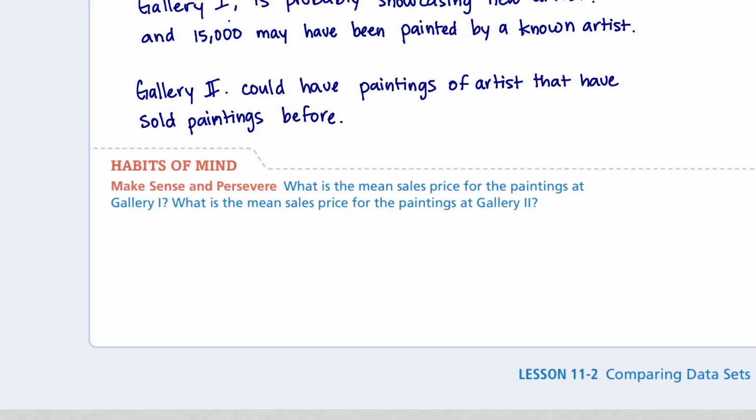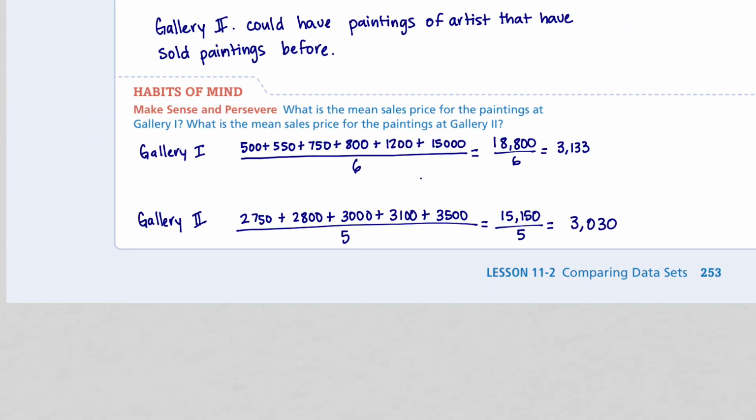Habits of mind. Make sense and persevere. What is the mean sales price for the paintings at Gallery 1? And what is the mean sales price for the paintings in Gallery 2? So remember, to find the mean, we add up all the values and then divide by the number of values that there are. So go ahead and do that. Okay, for your mean for Gallery 1, you should have ended up with 3,133. And for Gallery 2, you should have 3,030.